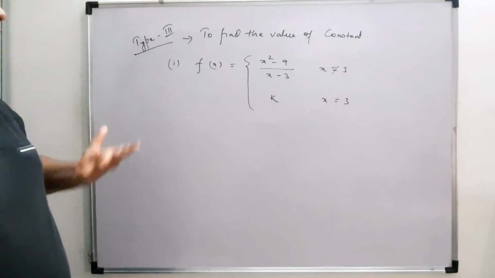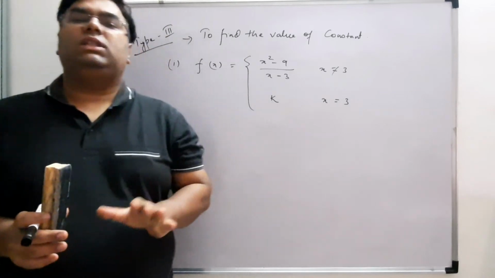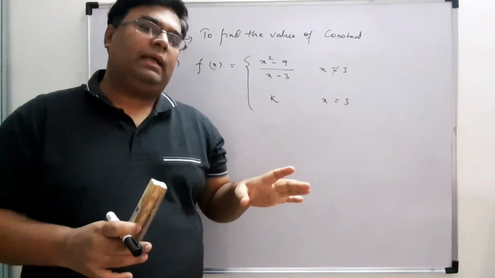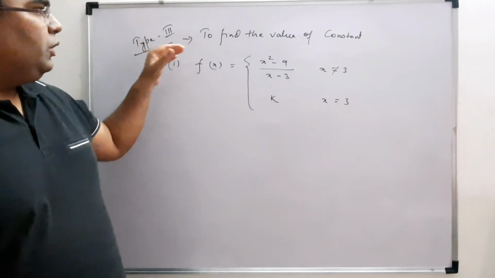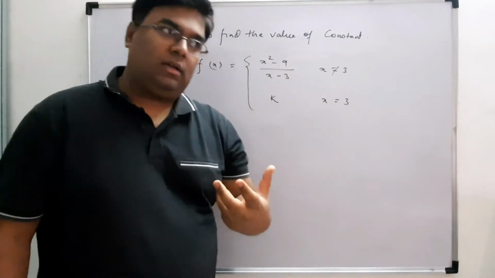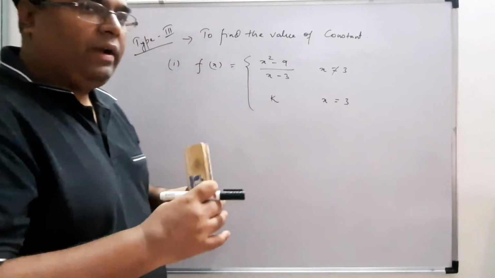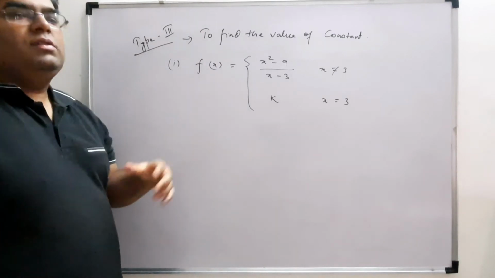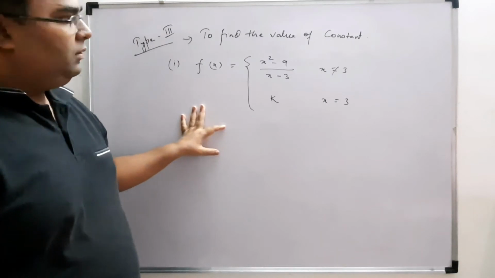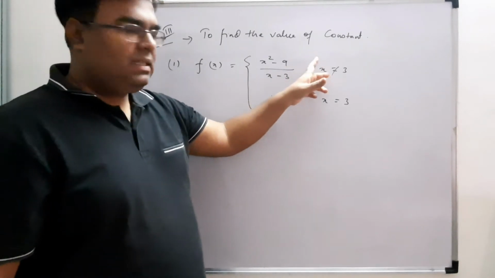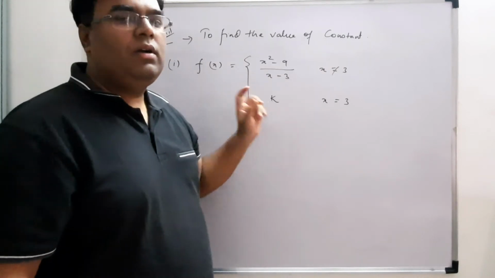Now coming to type 3 example, here it will be given that the function is continuous. You don't need to prove that the function is continuous, okay? It will be given that the function is continuous. You need to find the value of a constant, some unknown constant will be there, and you need to find the value of that. In this we will solve 3 types of examples. First I have taken this one where the definition for both the sides is same and my f(a) is k. We need to find the value of k.